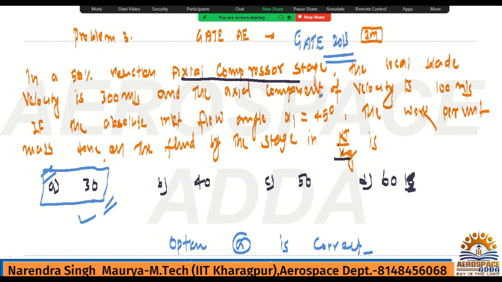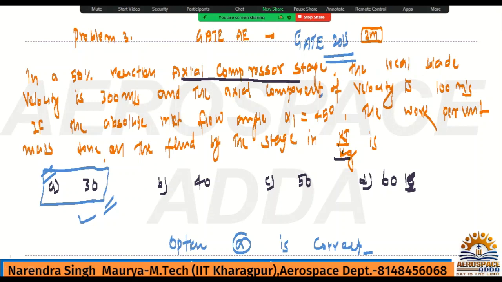Sir, if you have a question like absolute inlet flow angle is 45, and suppose they have not given alpha 1 but said absolute inlet flow angle is 45, then what will be the angle, alpha 1, alpha 2, beta 1, beta 2? Very simple. First of all, alpha is a flow angle, so by that word you can understand inlet flow angle means alpha 1. As I told you that time, beta is the angle between relative velocity and the axial direction, and alpha is the angle between absolute velocity and axial.